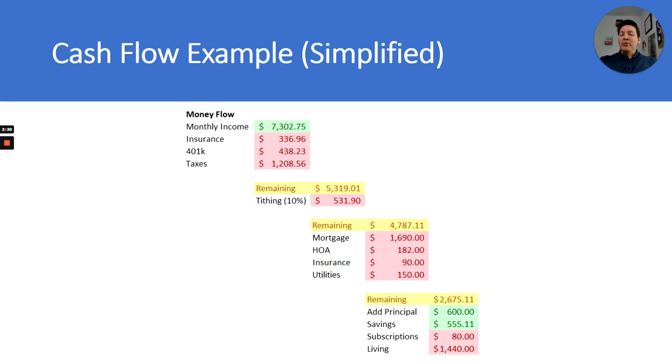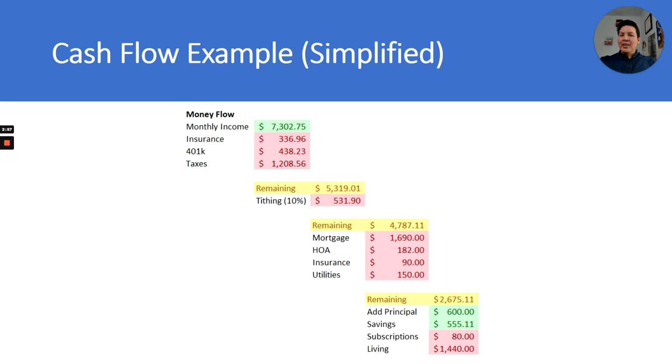Here we have a very simplified cash flow diagram. In the top left, you see in green is the total income that my employer pays me each month. And below it, in the same table, you see 3 fixed expenses: insurance, 401k, and taxes. On the next table below, and to the right, you see the remaining $5,319. That is what I see in my bank account each month. From that, I follow the law of tithing, and I give exactly 10% to my church. For me, that's a fixed expense.